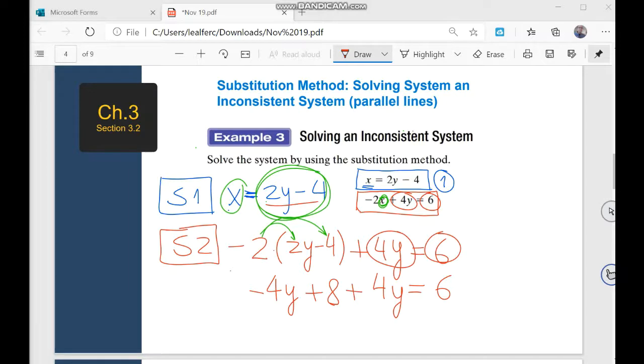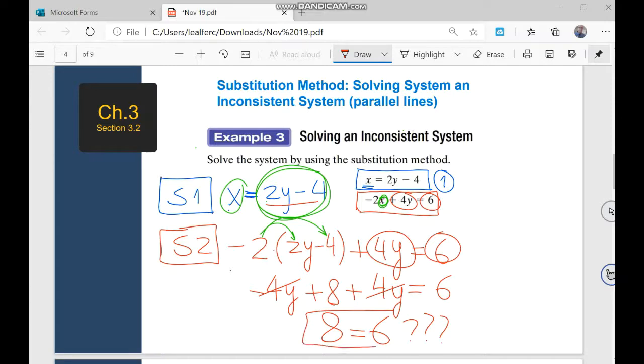Let's finish this. Combine like terms. Check what you're going to find here. This is pretty interesting. Negative 4y plus 4y is 0. Then you're going to find here 8 equals 6. And this is crazy, right? 8 is equal to 6. How can someone say something like that? 8 equals 6. This is a false statement. This is not true.